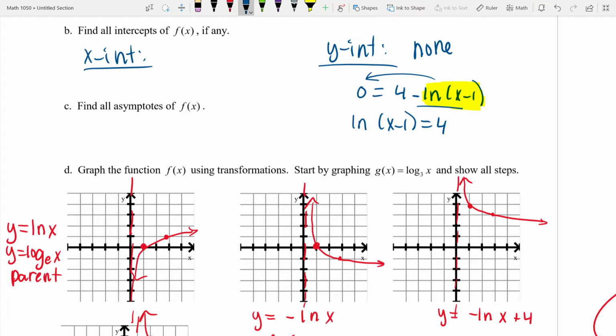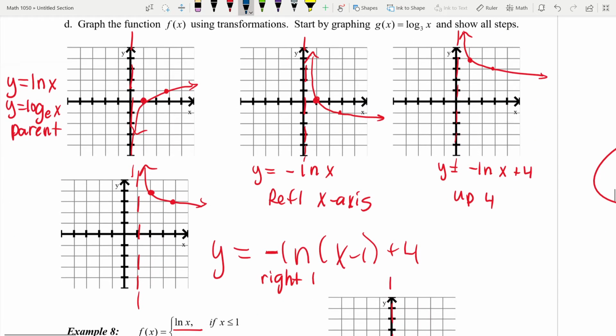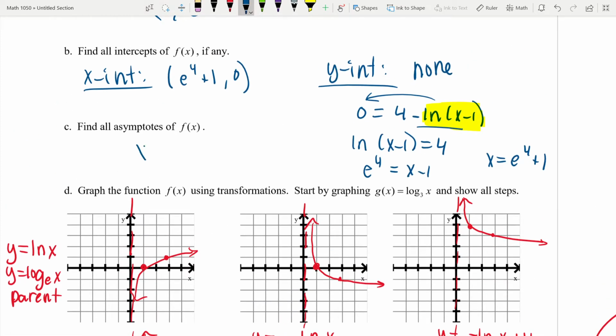So now I'm going to convert it. ln is log base e. So when I convert it, I have e to the 4th equals x minus 1. Pull the 1 over. x equals e to the 4th plus 1. That's my x-intercept. So I'm going to write it as e to the 4th plus 1, comma 0, done. Okay, look at the final graph. What's the asymptote? It hits the x-axis at 1, and I'm done.